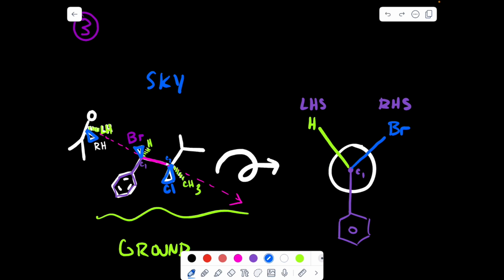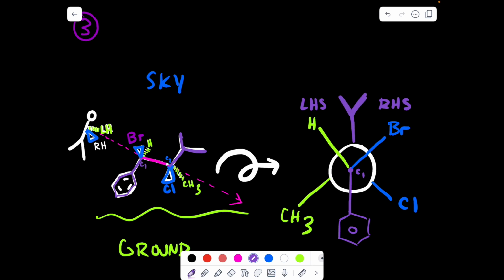The chlorine group is pointed down towards the ground on the right-hand side. The CH3 group is pointed down towards the ground on the left-hand side. And now our little snake tongue, or isopropyl, is pointed up towards the sky. Boom. Going away from C2. Little isopropyl.